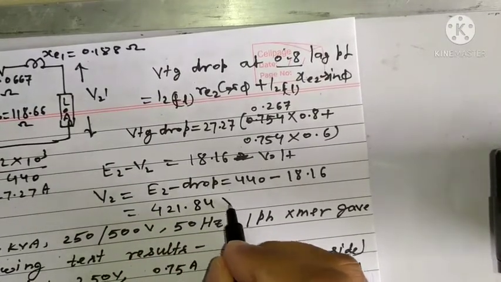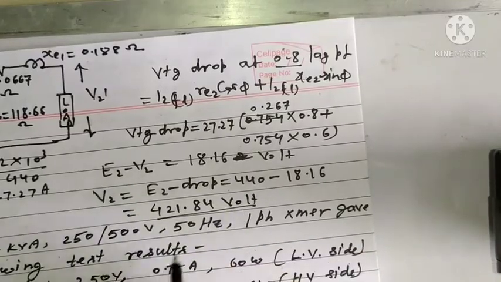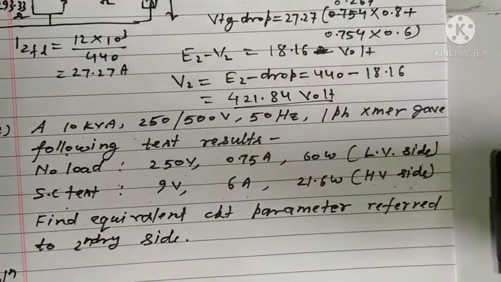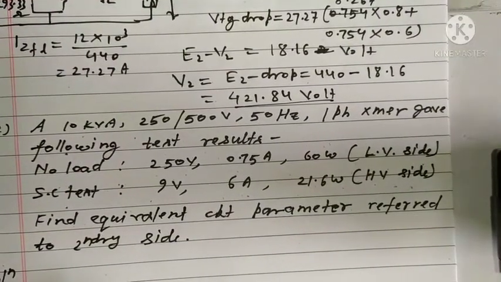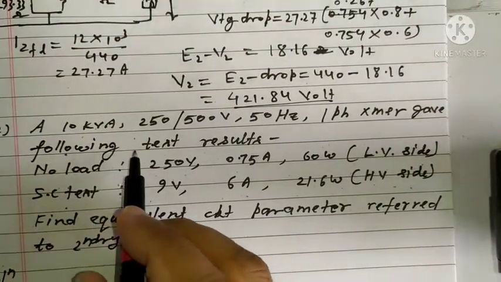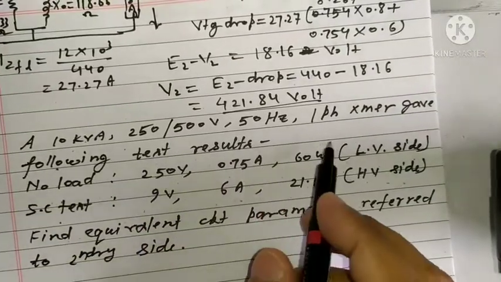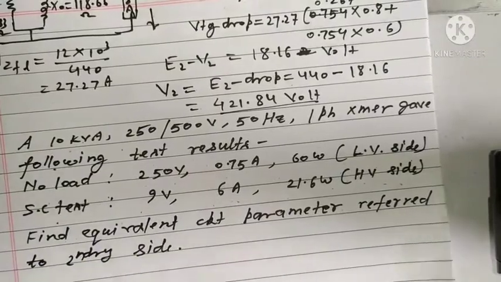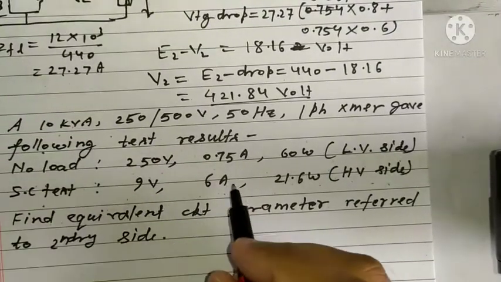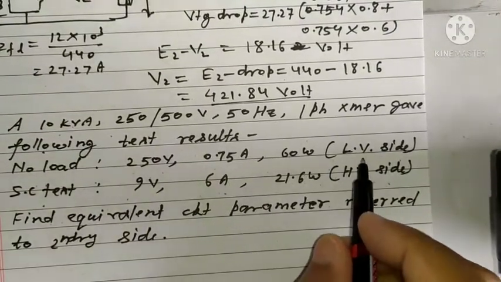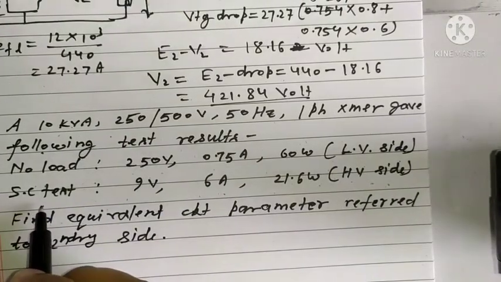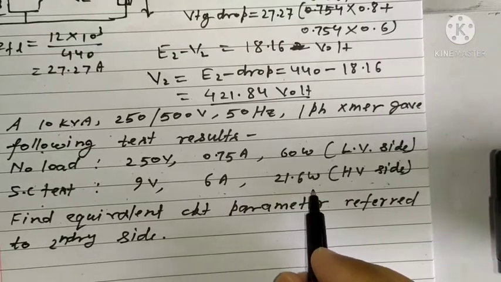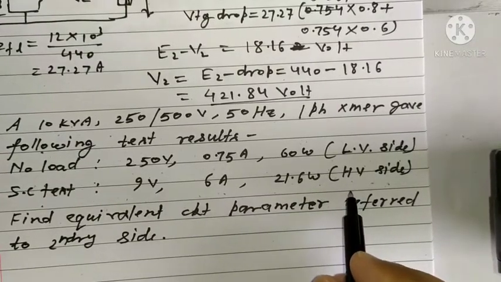421.84 volt. So this is the secondary terminal voltage. Let us go for a second numerical. A 10 kVA, 250 by 500 volt, 50 Hz single phase transformer gave the following test results. The no load test is given: 250 volt, 0.75 ampere, 60 watt on LV side, and the short circuit test result is 9 volt, 6 ampere, 21.6 watt, and it is on HV side.